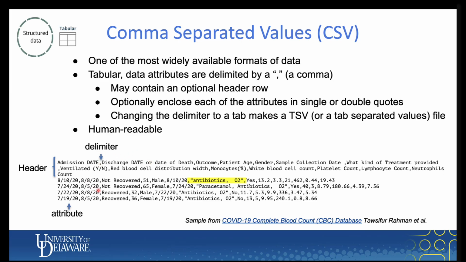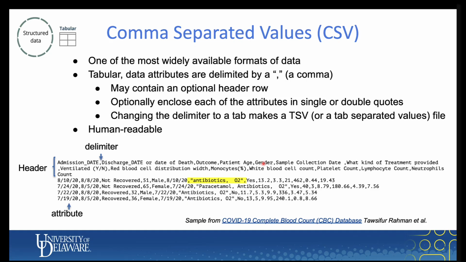This is an example taken from the COVID-19 complete blood count database. There may also be an optional header, like here, where we indicate what each of the attributes are. In this case, we have admission date, we have age, gender, and so on.